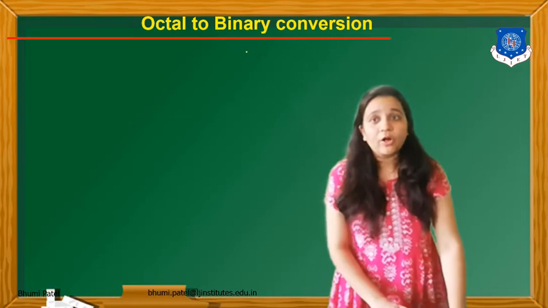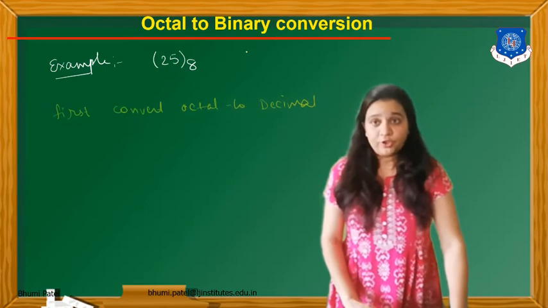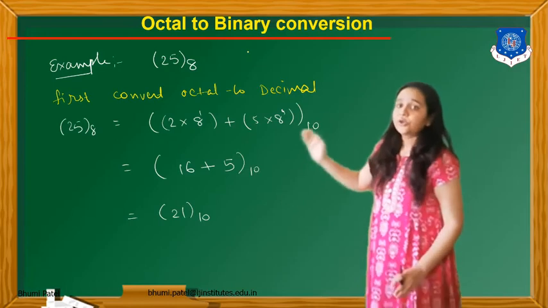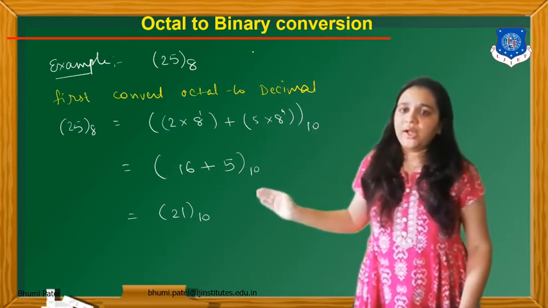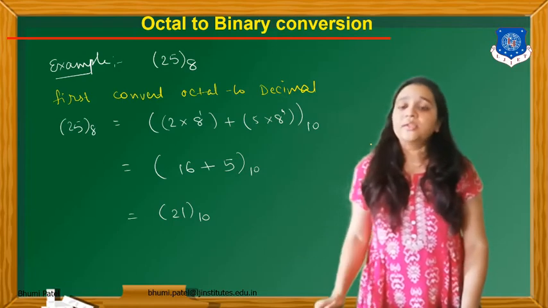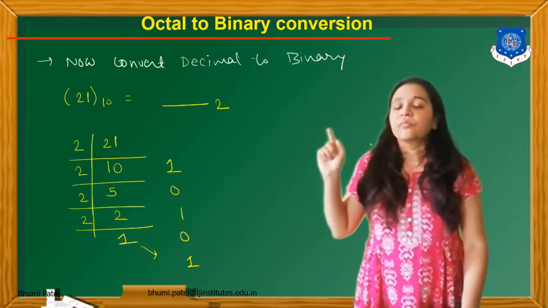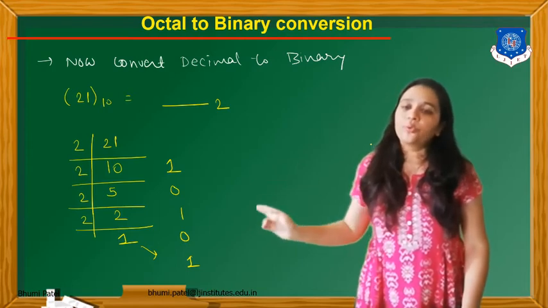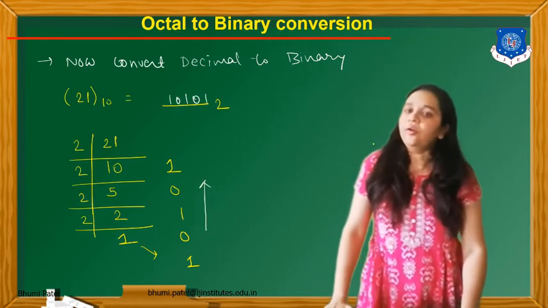Now you have to do the octal to binary conversion. Octal number is given. First of all you have to convert the octal to a decimal number. So 2 into 8 raised to 1 plus 5 into 8 raised to 0. So 16 plus 5, so we get the decimal number 21. Now you have to convert this decimal number into binary. So 21 divided by 2 is 10, divided by 2 is 5, 5 divided by 2 is 2, and so on. So we get 10101.